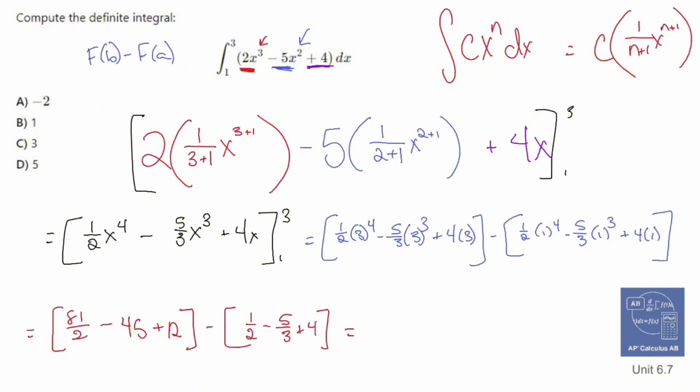All right. And we're still moving. 81 over 2 minus 45 plus 12 is going to be 15 over 2. One half minus 5/3 plus 4 is 17 over 6. Combining these is going to get you 14 over 3.